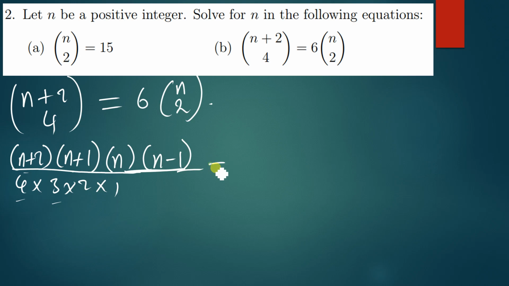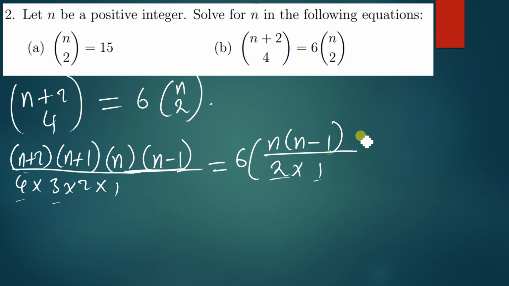So we say this is equal to 6, open brackets. Down there, we're going to have 2 times 1. On the numerator, since we have 2 numbers down, we also need to have 2 numbers. The first one should be the value of n there. The second one will be n minus 1. So this is what we have.